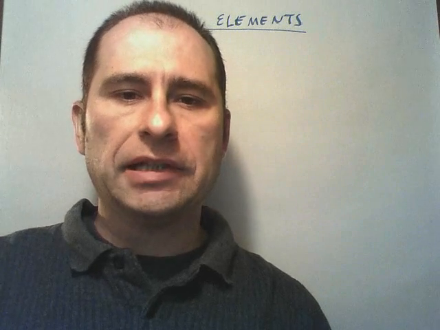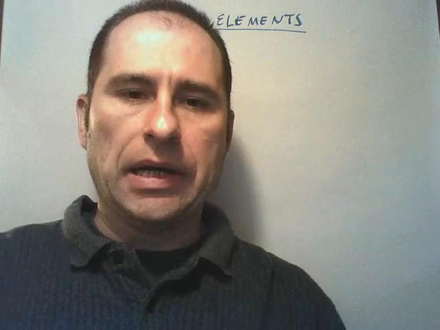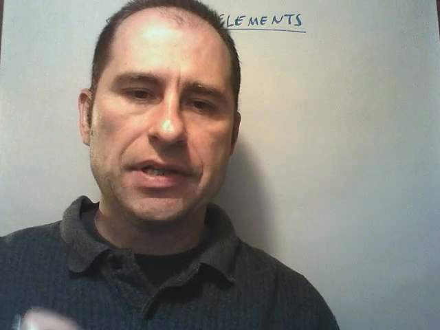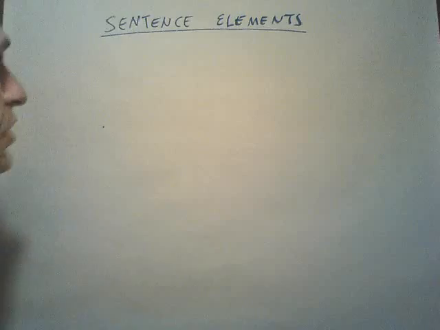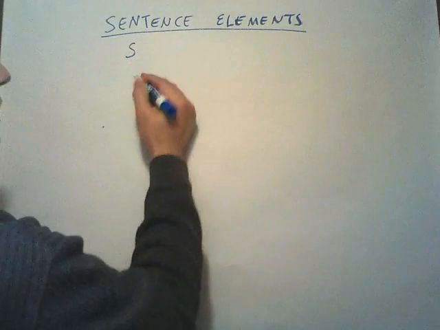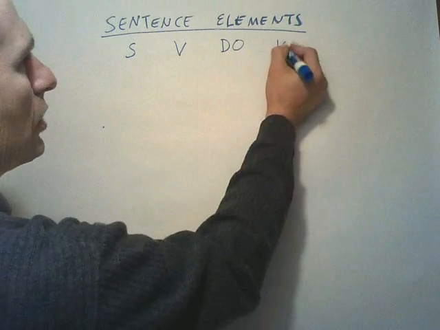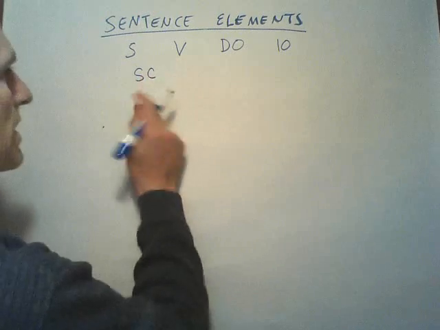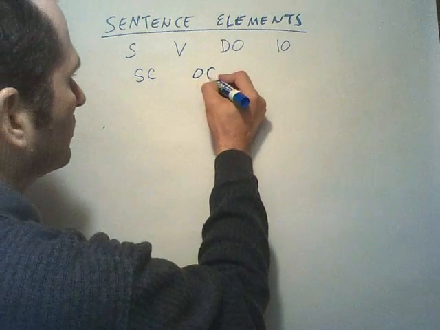In this video, I want to discuss the concept of sentence elements and sentence patterns and a pattern unit. The elements are the individual parts of the sentences that we've been learning. They are the subject, the verb, the direct object, the indirect object, the subject complement, we'll call it an SC for subject complement, the object complement.